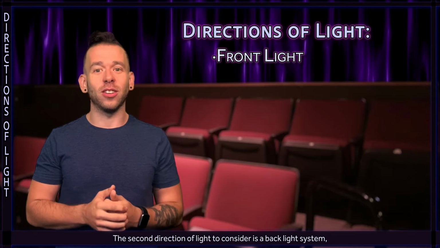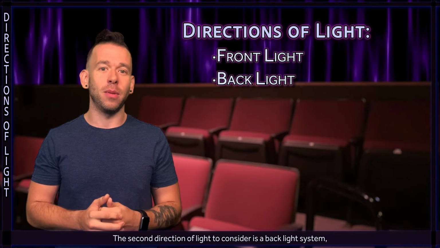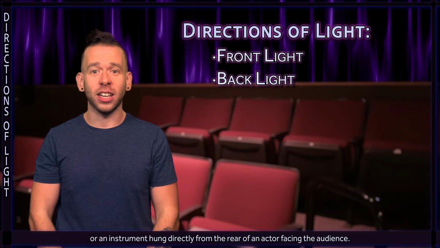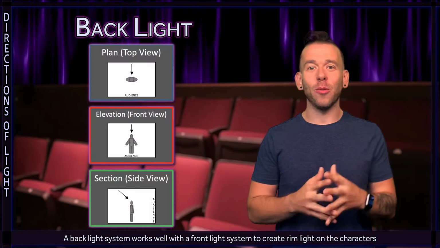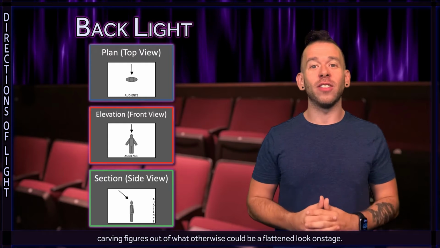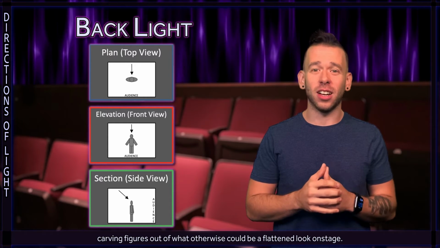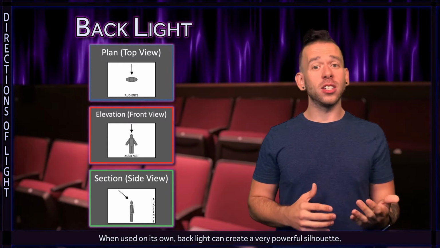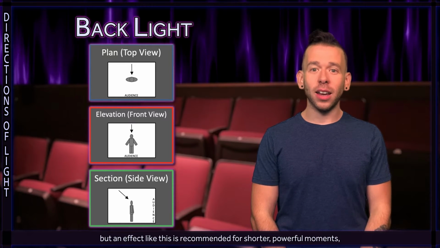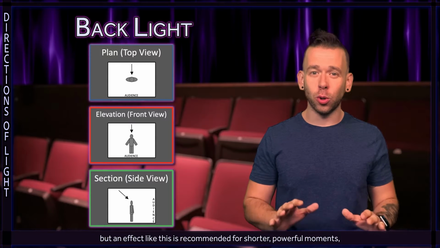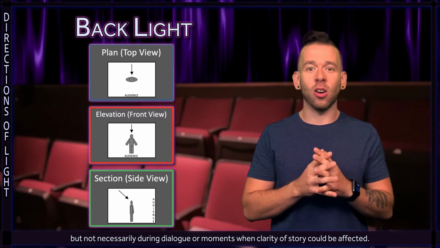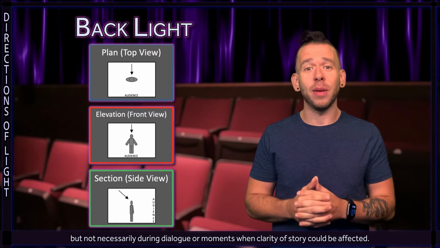The second direction of light to consider is a backlight system, or an instrument hung directly from the rear of the actor facing the audience. A backlight system works well with the front light system to create rim light on the characters, carving figures out of what otherwise could be a flattened look on stage. When used on its own, backlight can create a very powerful silhouette, but an effect like this is recommended for shorter, powerful moments, but not necessarily during dialogue or moments when clarity of story could be affected.